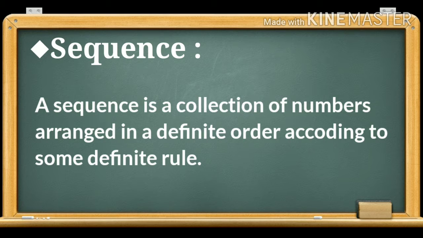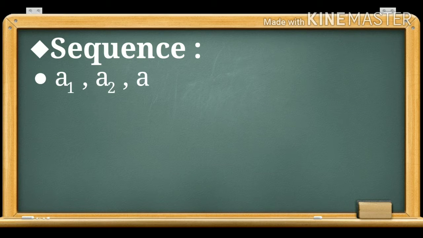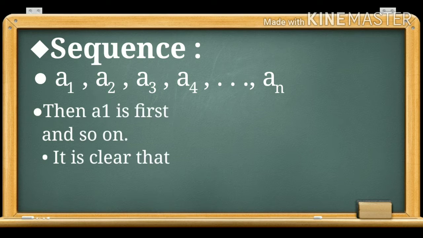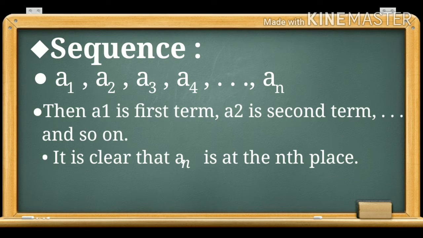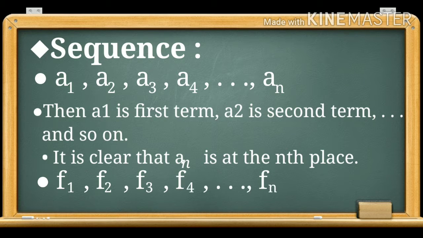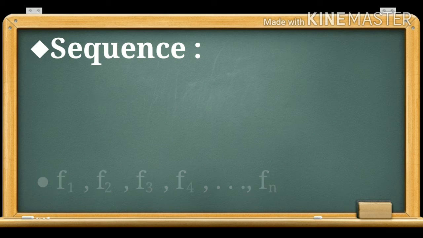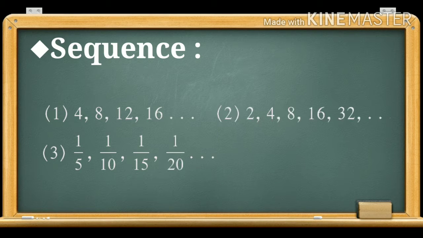If the numbers are written as A1, A2, A3 and so on, An, then A1 is the first term, A2 is the second term and so on, An is the nth term. A sequence of numbers is also represented by alphabets F1, F2, F3 and so on. These are some examples of sequence.